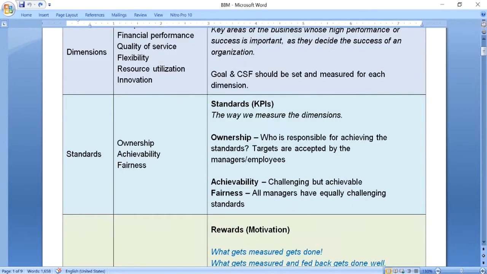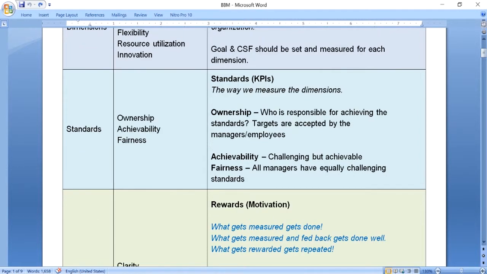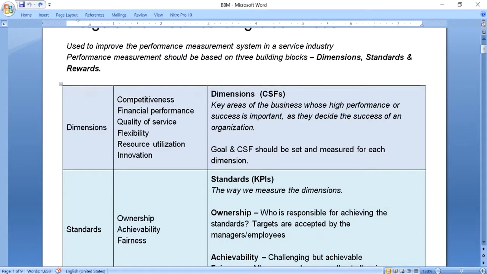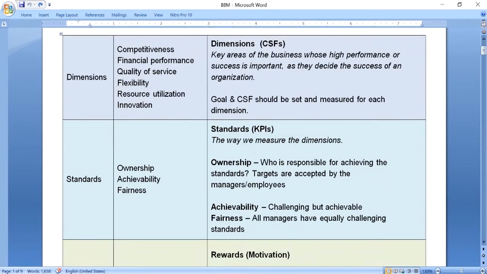All right. Now, second, we have another block, which is standards. Now, standards are the tools to measure the dimensions. For example, we have the first one, competitiveness. Okay, so that means a company should be competitive in the market in order to be successful or in order to grow themselves in the market. So how do you measure competitiveness? So that is standard. So in order to measure any dimensions, you need the standards.